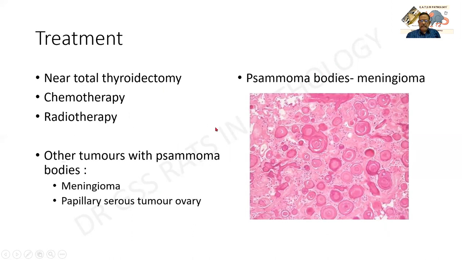Before I complete, I will just mention these are all psammoma bodies. As I mentioned, there are concentric deposits of iron and calcium. So this will be seen not only in a case of papillary carcinoma, but also in a meningioma. In fact, this particular slide is a meningioma of the brain. Another tumor where you can get it is the papillary serous tumor of the ovary. These can fetch you marks as a differential histological diagnosis, and also it can be part of an MCQ.